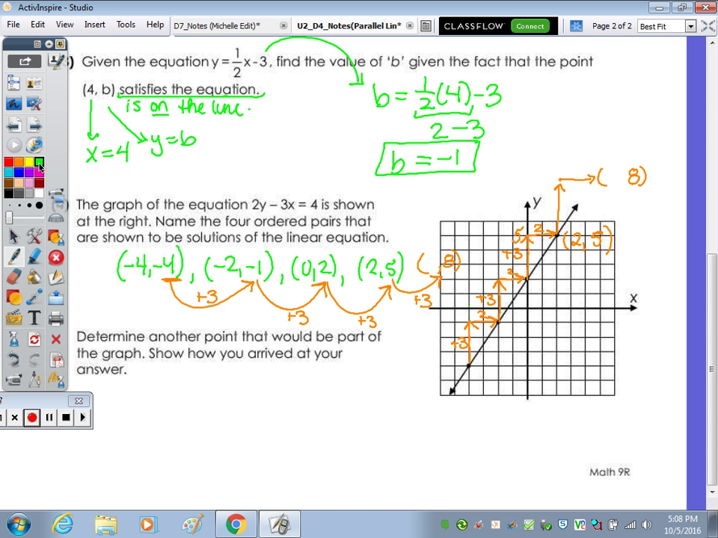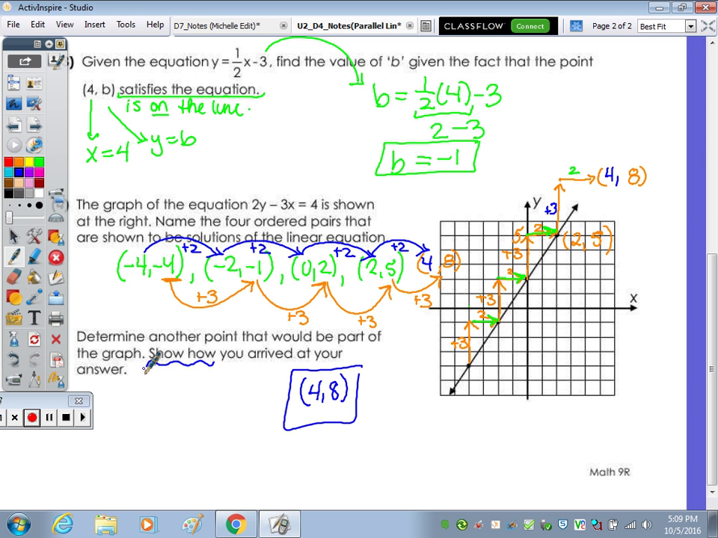The x's, I keep moving left to right over 2, over 2, over 2. So I need to go over 2 from the x value that came before. So let's just double check or show that. Negative 4 plus 2 is negative 2. Negative 2 plus 2 is 0. 0 plus 2 is 2. So now 2 plus 2 is going to be 4. So determine another point. One of the points you could use would be (4, 8). In showing the slope, you're counting this rise over run every time. I forgot my plus 3. That is the show part of that question. Show how you arrived at your answer.